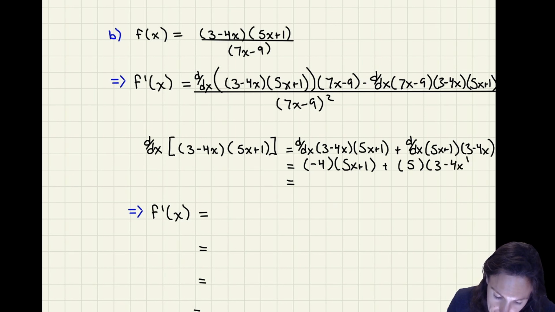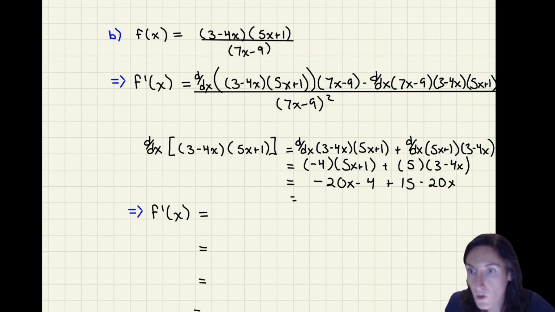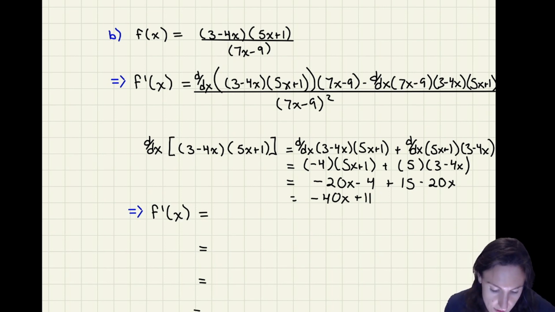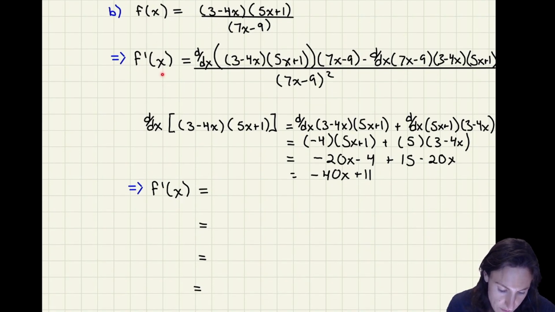3 minus 4x. So then when I expand this, I'm going to get minus 20x minus 4 plus 15 minus 20x. Okay, so I'm left with minus 40x. And then I have plus 11. So this is going to replace this whole part right here in my numerator. Okay, so now let's plug in what we have into our f prime.